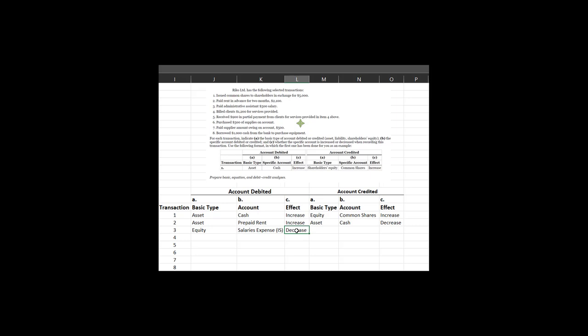So we have the salary expense that increased, which means that equity decreased. And then we actually paid the salary. And so that means that our asset of cash decreased because we have cash going out the door.